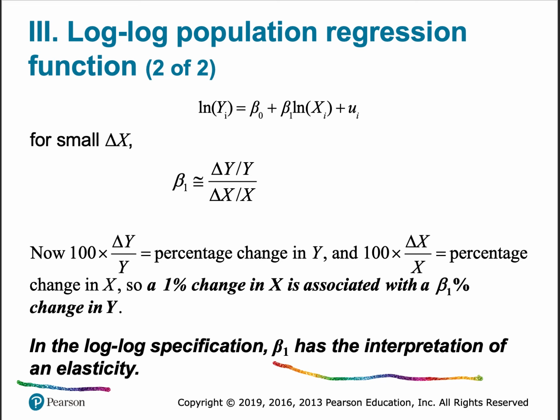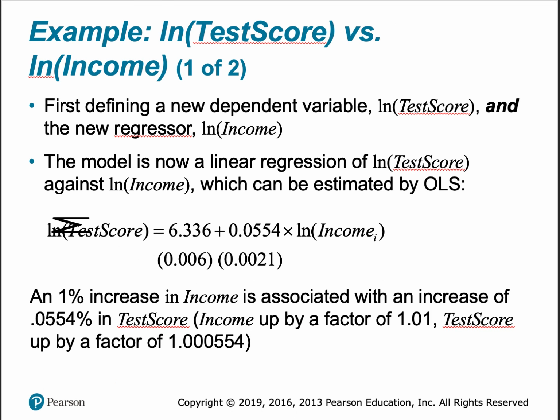Let's look at an example. When we take the natural log of test score versus natural log of income, first, you need to generate the new dependent variable and the new regressor. So you'll need to generate natural log of test score equals log of test score, same for income. And then the model is now a linear regression of natural log of test score against natural log of income. And we can estimate this using OLS.